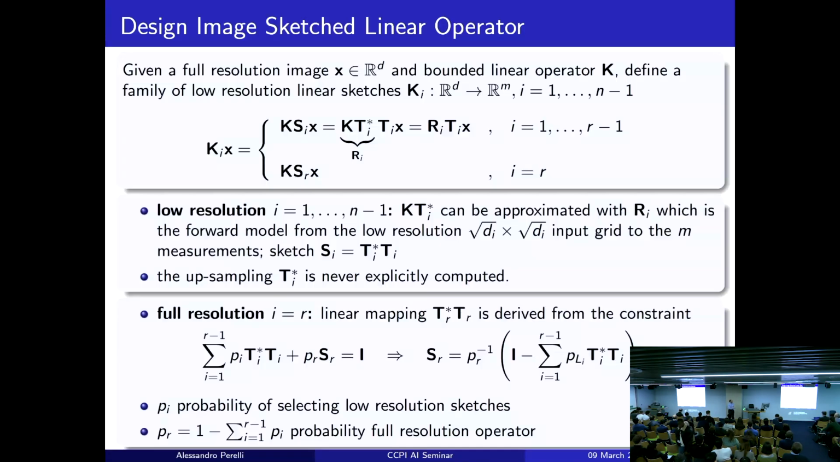And so what we actually do is apply R, which can be, I don't know, an Astra operator in CT, on the low resolution block average image grid. And for the full resolution here, we apply this operator S_R, which comes from the constraint that we have on the expectation. So we want the sum over the sketches to be equal to the identity.